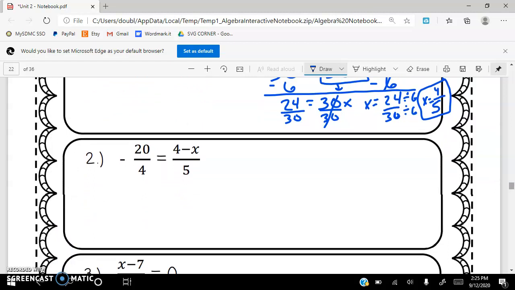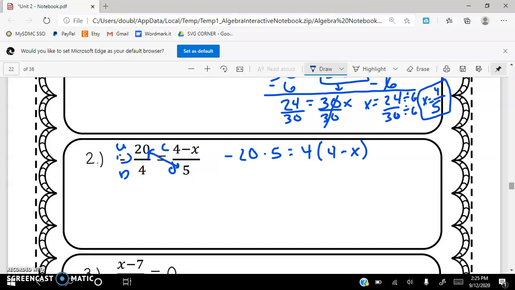Let's label that A, B, C, and D. So they gave us a negative problem in here, but that's cool. So let's do what we do. So A times D. So let's take that negative with the A. So we have negative 20 times 5 equals, now the 4 isn't negative because we already took this with the 20. So we have 4 times (4 minus x). So now we could do the problem.